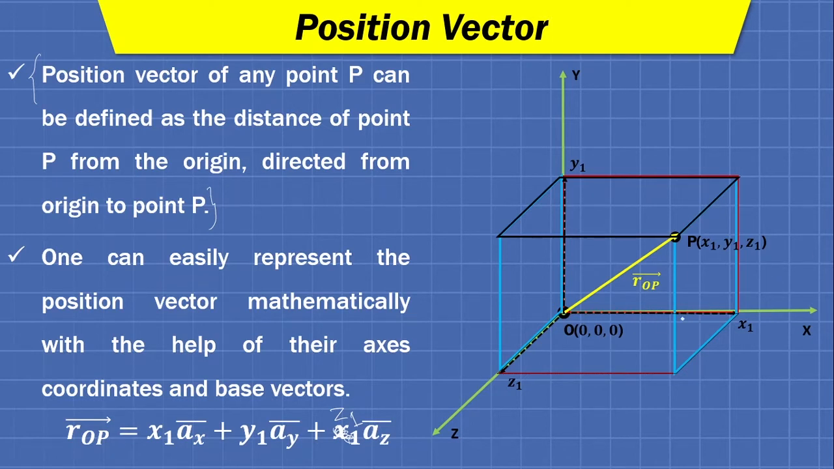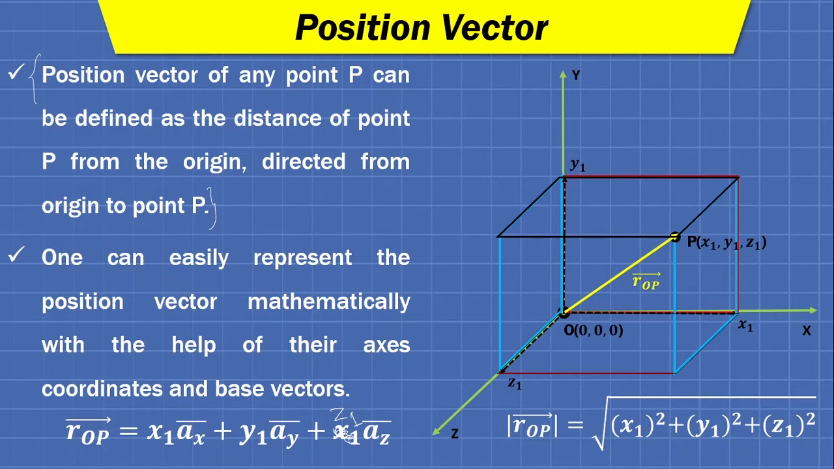So z1 is the z coordinate of point P, and az bar represents the z direction of the coordinate system. And doing so, we can also find the magnitude of this position vector as the square root of x1 squared plus y1 squared plus z1 squared. Actually, it is very easy to understand why this magnitude is the square root of the sum of squares of its x, y and z coordinates. Fine. We just need to apply the Pythagoras theorem twice.